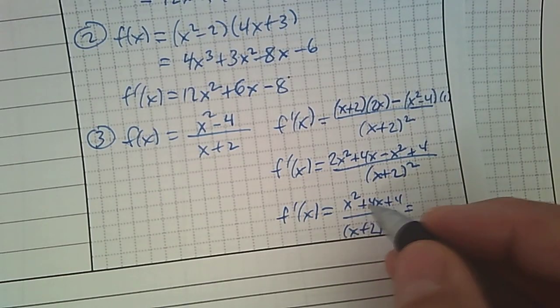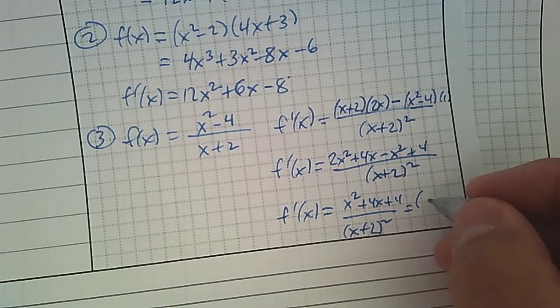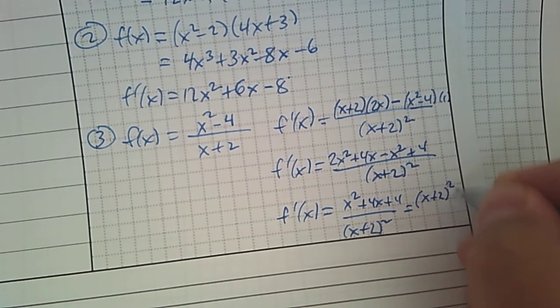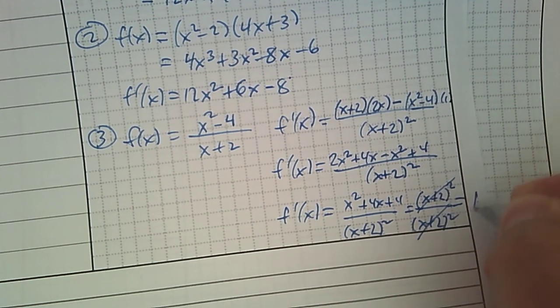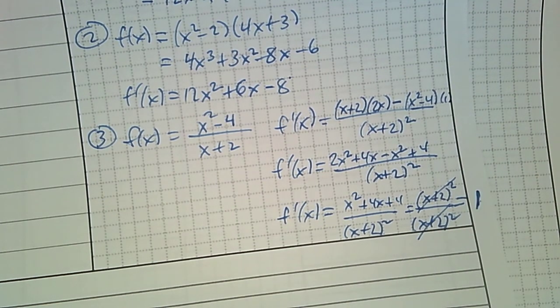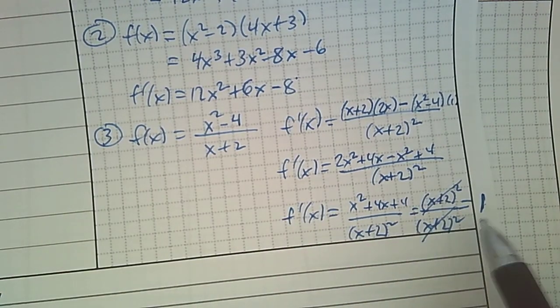Then factor the top out. So 2 numbers that multiply to 4 and add to 4 are 2 and 2. And because they repeat, 2 and 2, I can write it as squared. And then what do you notice? Is they divide out, and then what's the answer at the end? Just 1. That's it. So using the quotient rule and simplifying, the answer is 1.